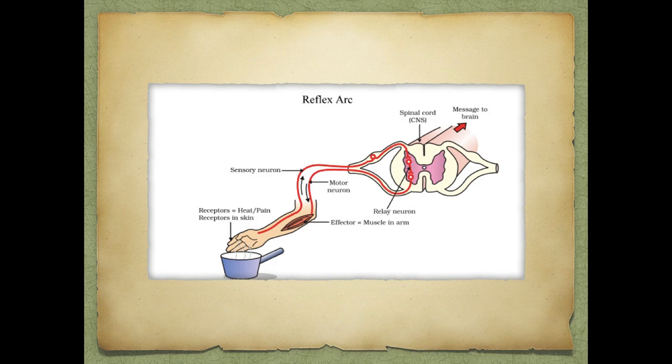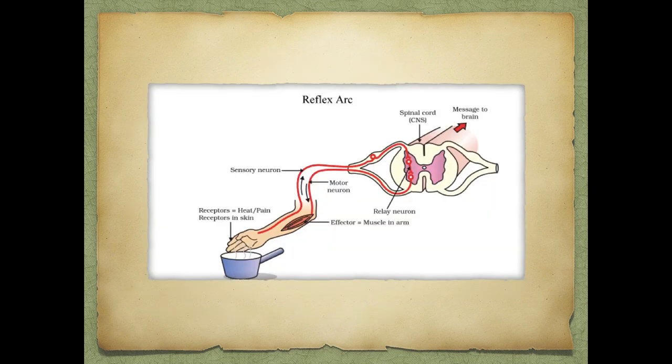So basically, here is a reflex action. For example, if your hand touches a hot plate, right? The receptors in your hand pick up the stimulus. It then sends an impulse along the sensory neuron to the CNS. And in the CNS, this impulse is passed on to a relay neuron, which then passes on to a motor neuron, and then this information is carried back to the muscles in your forearm, which quickly contract and raise your hand away from the hot plate.